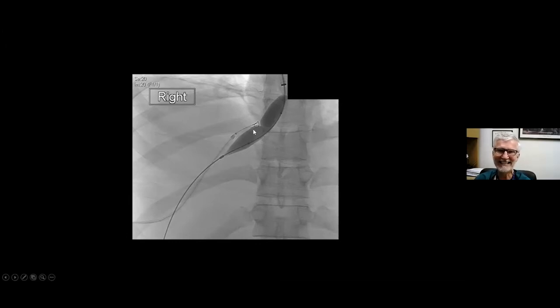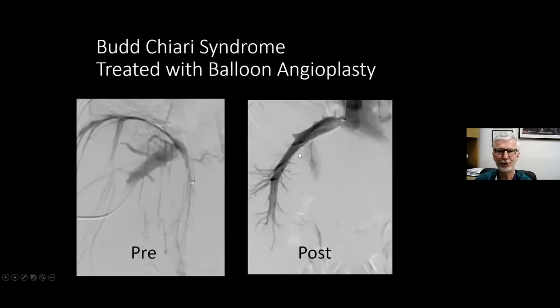So here's a nice example where a large balloon, a 12-millimeter diameter balloon, was used to break through that obstruction in the hepatic venous system. And this is a pre and post picture where before the balloon angioplasty, you see all these collaterals in the diaphragm. After angioplasty, you're no longer seeing the collaterals, and contrast is able to get out of the liver and back to the heart quite easily.